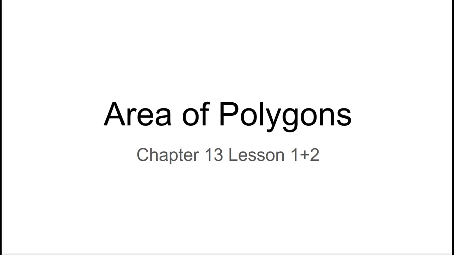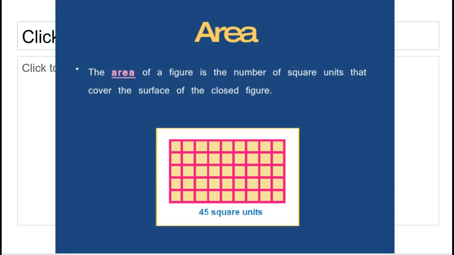First thing you need to know is what area is. Area is just the number of square units that cover the surface of the closed figure. Basically, if we were to take these shapes and break them down by squares, it's how many squares there would be on the inside of the figure.